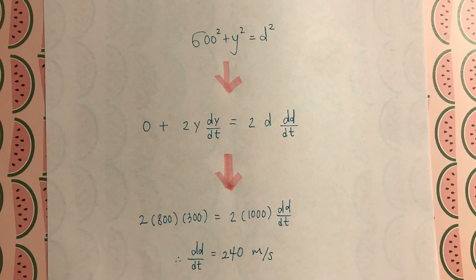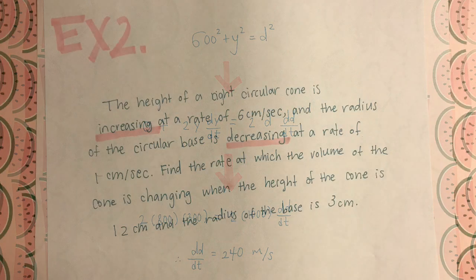Then plug in the rest of the values. 2 times 800 times 300 equals 2 times 1,000 times dd over dt. And then I did the calculation again, and dd over dt equals 240. So your answer is 240 meters per second.